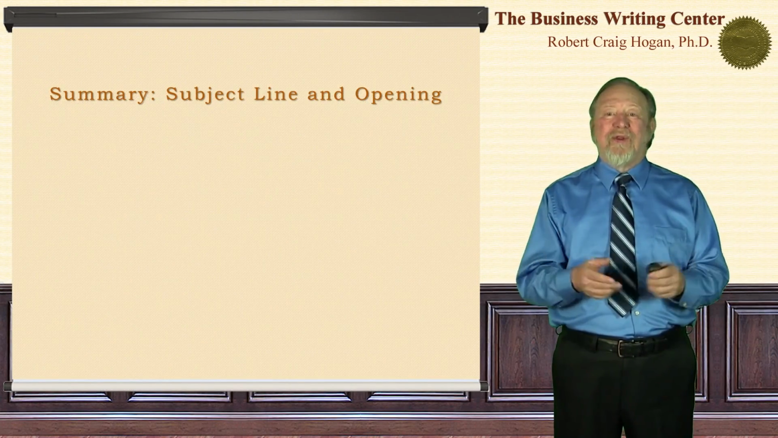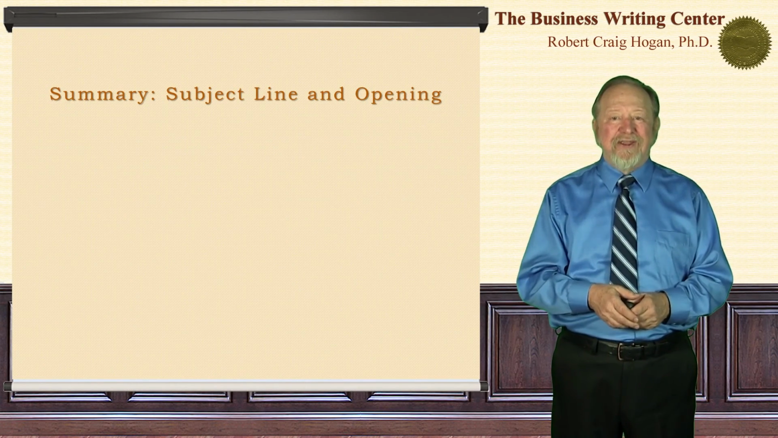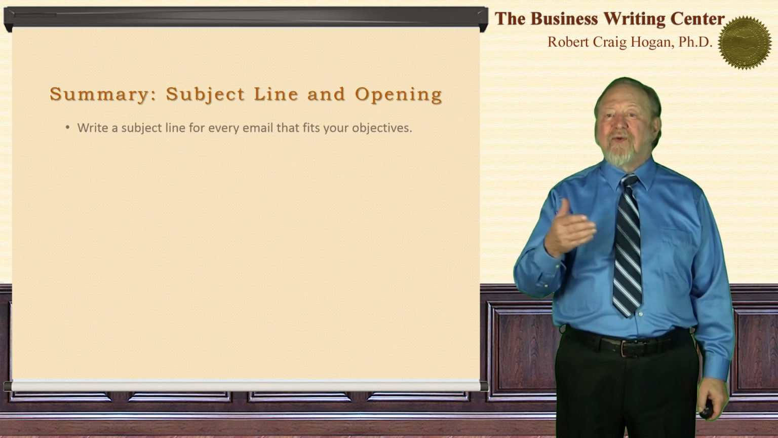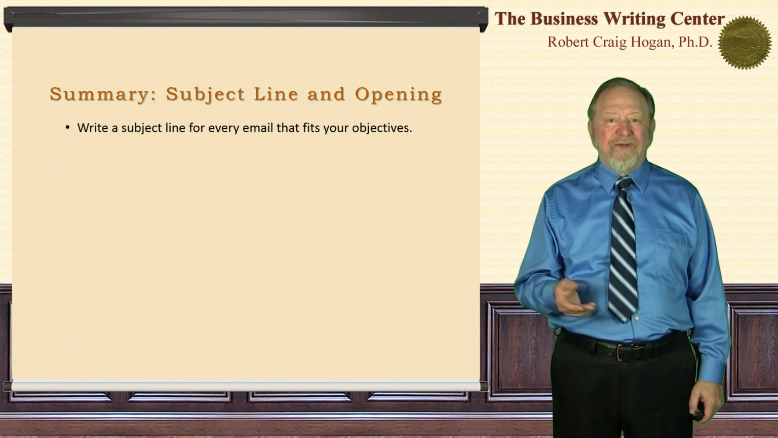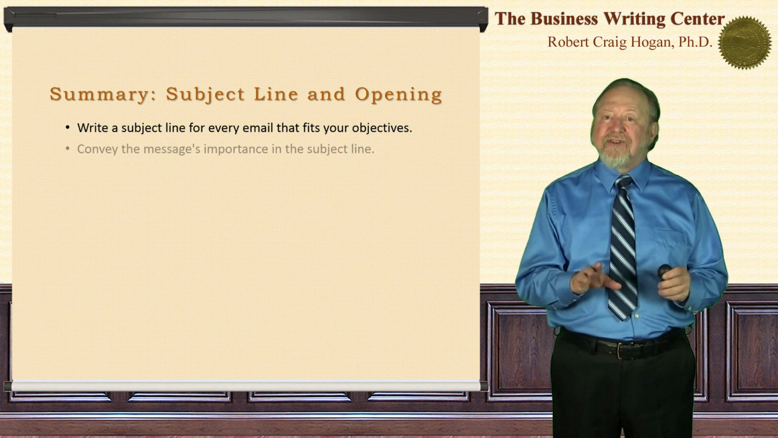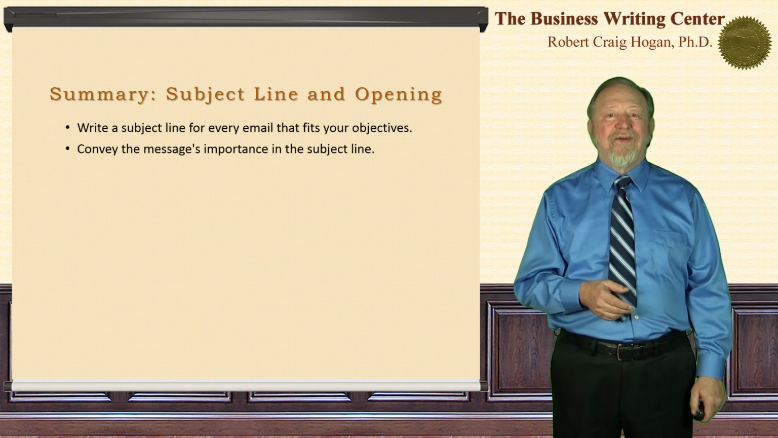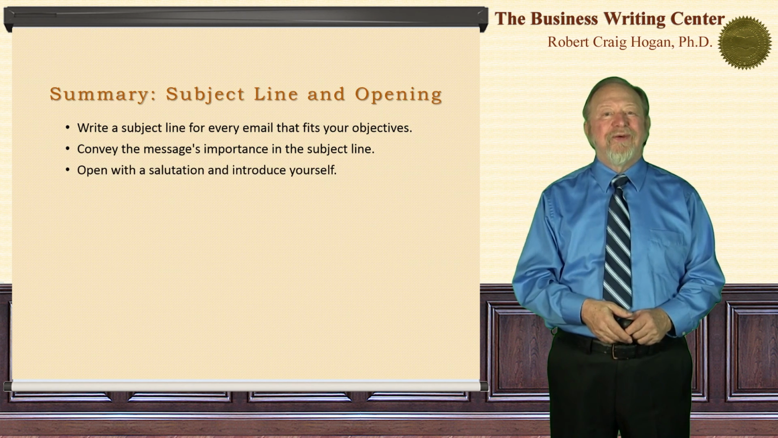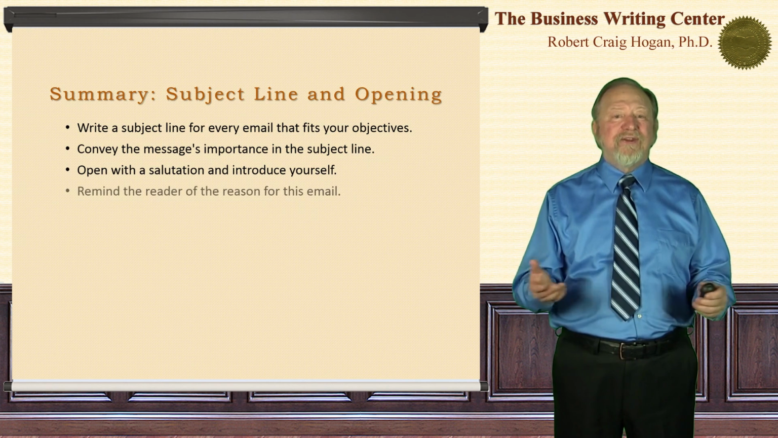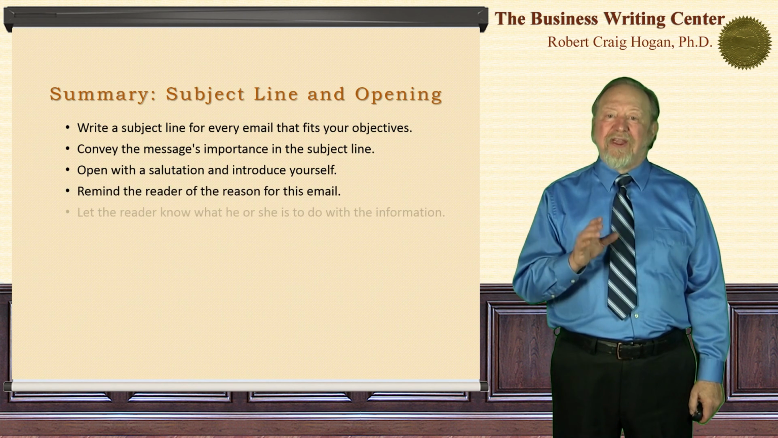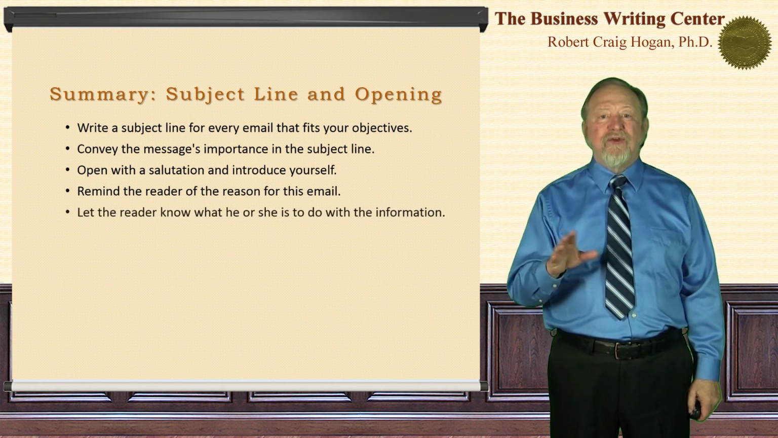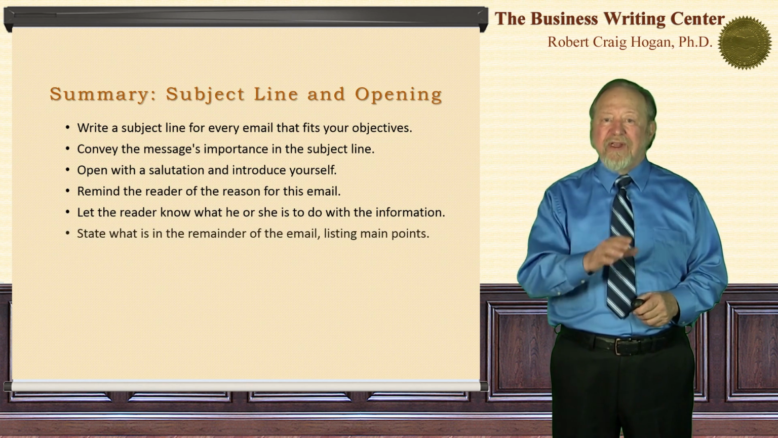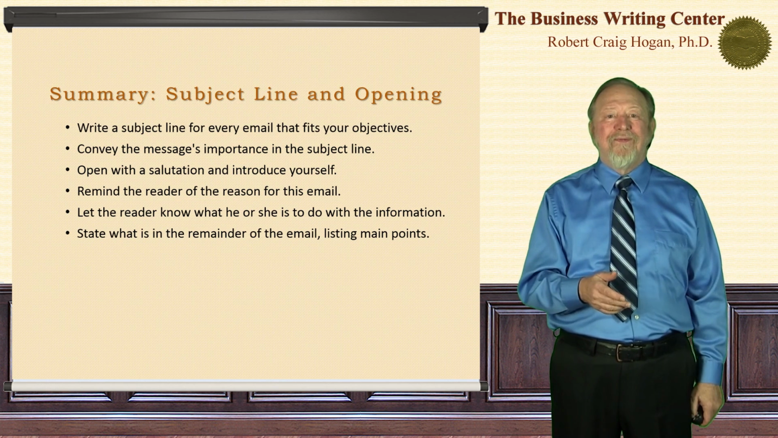These are the important points that result in clear subject lines and effective introductions to emails. Write a subject line for every email that fits your objectives. Convey the message's importance in the subject line. Open with a salutation and introduce yourself if the reader doesn't know you. Remind the reader of the reason for this email. Let the reader know what he or she is to do with the information. State what is in the remainder of the email, listing the main points if there's more than 1.